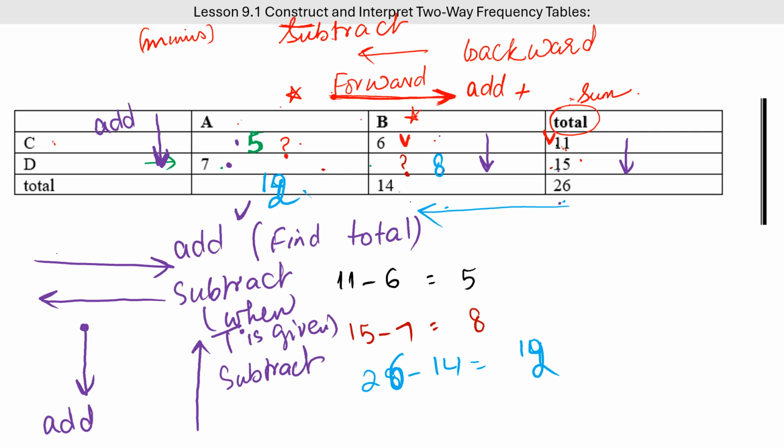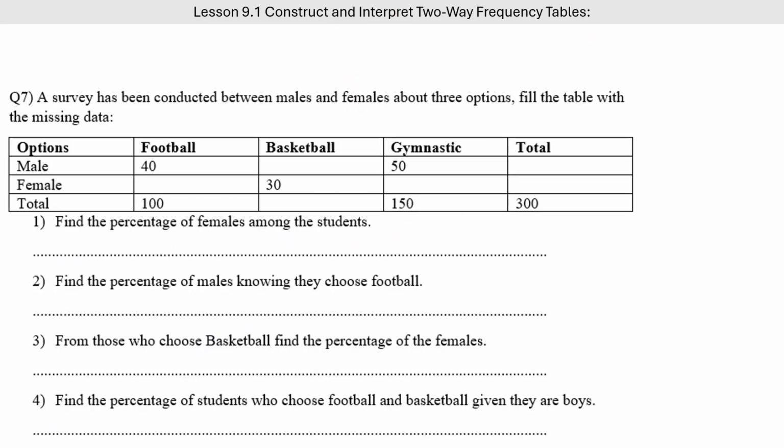Try to solve the other question. Before answering anything, I have to construct the table. So how can I construct the table? I told you if the total is given, I have to subtract. So look here, I have the total and I have a number. So I subtract. 100 minus 40 gives me 60. Here there is also a total. So I have to subtract: 300 minus 150 is 150, and 150 minus this 100 gives me 50.